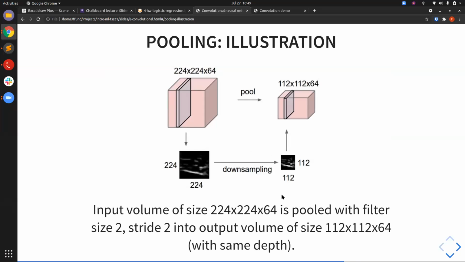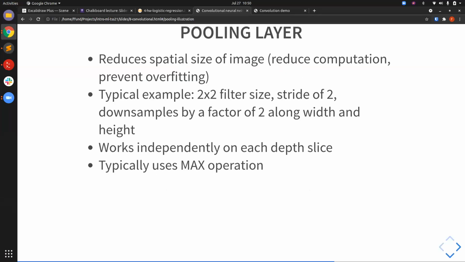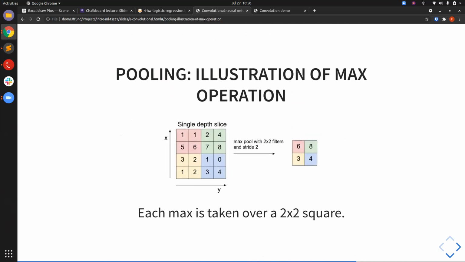So you downsample the image to, let's say, a smaller pixel volume, but with the same depth. This can reduce the size of the image, both for reducing computation and to prevent overfitting. And typically we'll do what's called max pooling. Here's an example of a max pooling. A max pooling will produce an output of the same depth. Here the depth is only 1. And it will scan the image the same way the convolutional layer did, but instead of doing a convolution on each part of the image, it's just going to take the max.